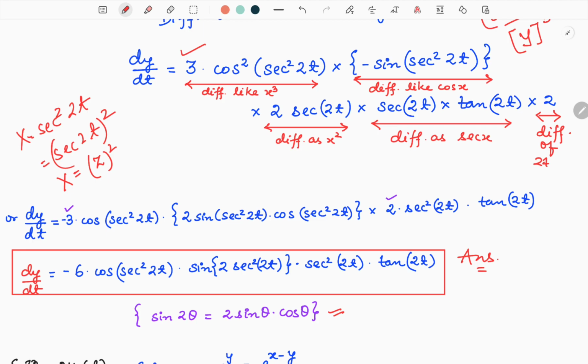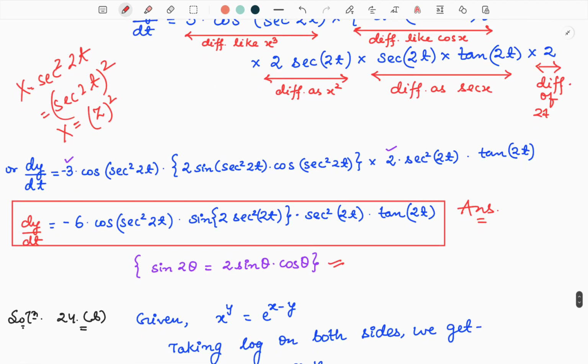So this is a moderate question. I would not say very easy or very difficult, but moderate. Here the answer is very important, because you should write the answer as simply and as correctly as possible. So I think the correct answer should be minus 6 cos in bracket sec square 2t, multiplied by sine in bracket 2 sec square 2t, multiplied by sec square 2t, multiplied by tan 2t. Okay, so this is one part of 24.